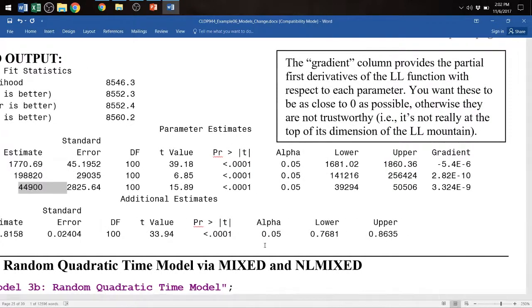On the output, you get a few extra columns that you don't normally get in proc mixed, although you can ask for them. This is the fixed effect confidence interval for the intercept. This is the confidence interval for the random intercept variance, and this is the confidence interval for the residual variance. So those are around the point estimates. This last column is a gradient.